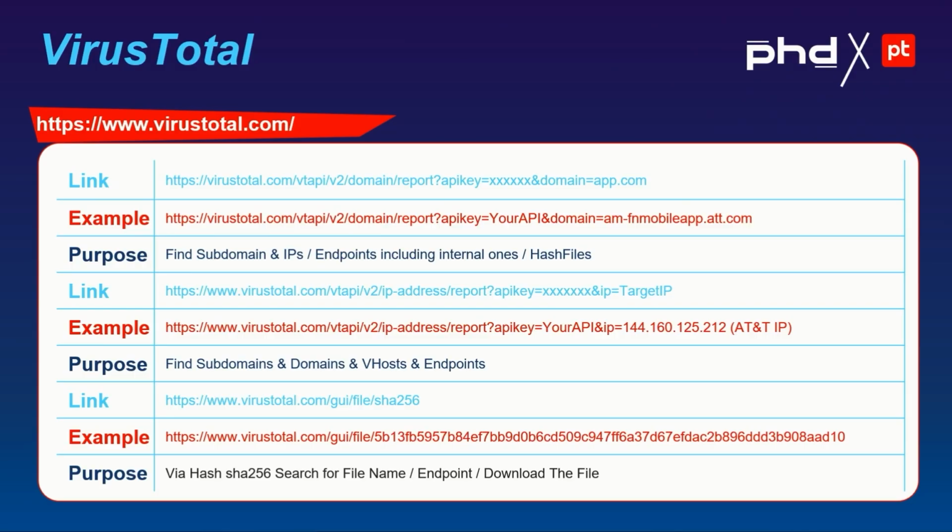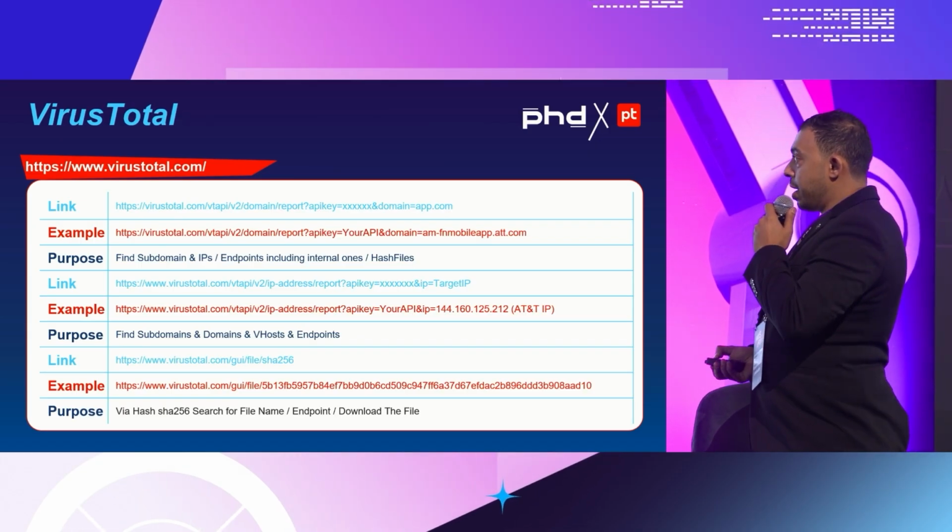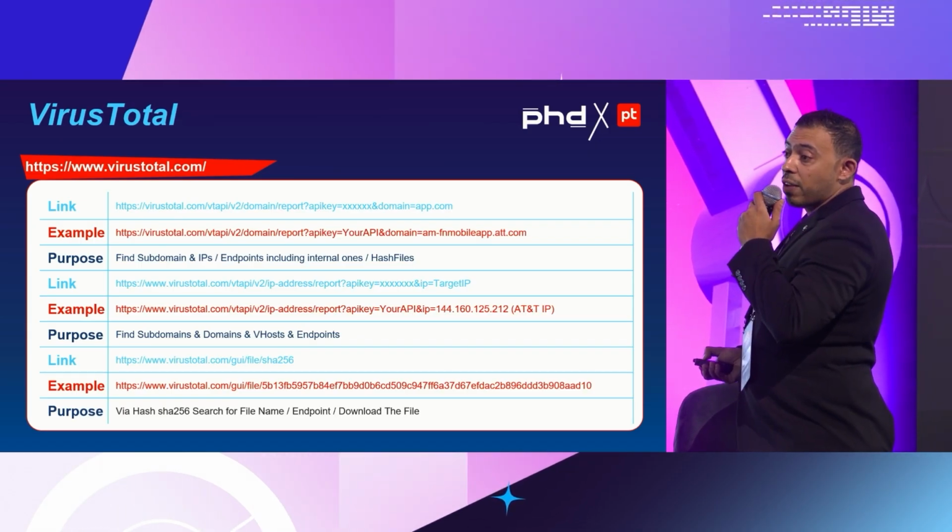So here, as a start, we have the domain. When we look for the domain, we have to use this. Now we have to create an account and generate an API key for us and replace it with this. And then we can use this endpoint with the specific domain or a specific subdomain. And here's the example, API key, subdomains.att.com. Now this is going to help us to find subdomains and IPs, including origin IPs, endpoints, including internal ones, and file hashes.